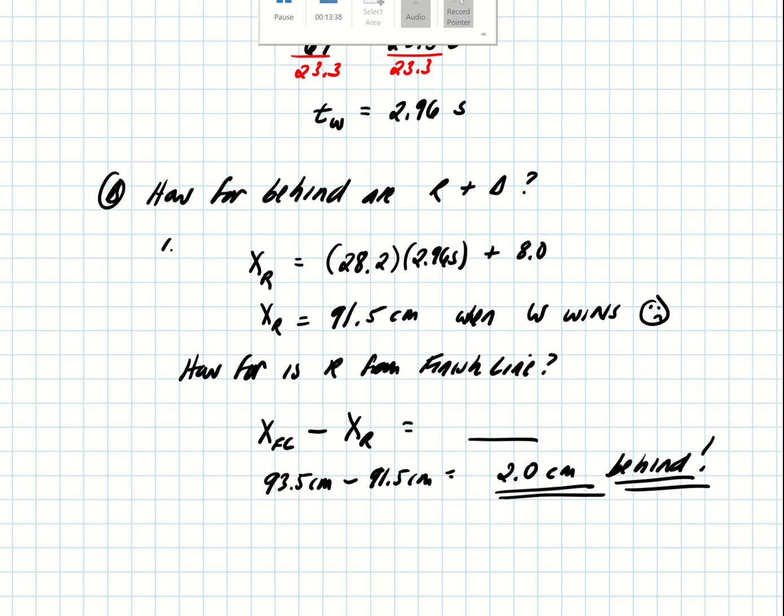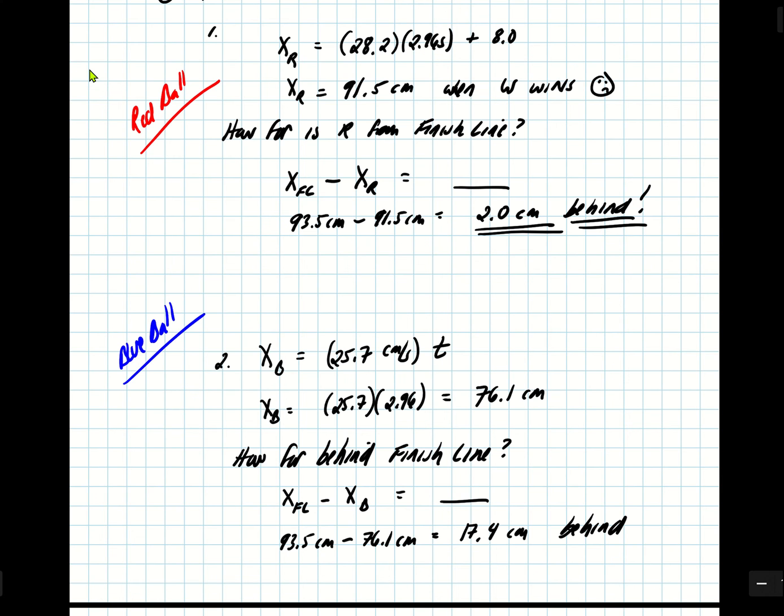Very close. All right, I'm going to pause the video and I'm going to do the same calculation for the blue ball, and then we'll talk about it. Okay, so now I've done for the blue ball what we had done together with the red ball, which is where is the blue ball when the white ball crosses the finish line? So what I do, same thing, is I get a different equation, right? I get the position equation for blue ball, and then I plug in white ball's winning time, and this tells me that on our frame of reference, the blue ball was at a position of 76.1 centimeters.